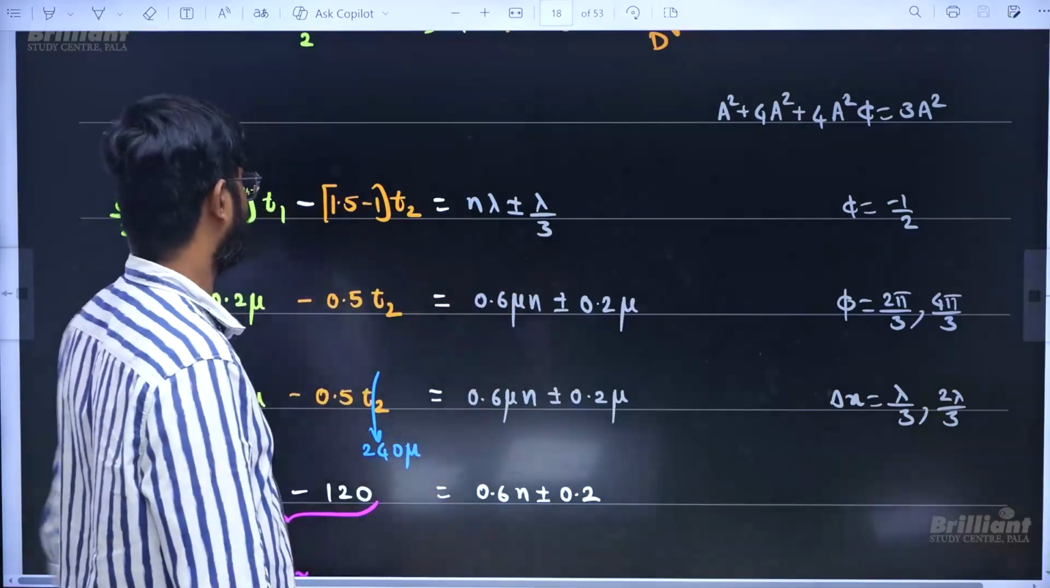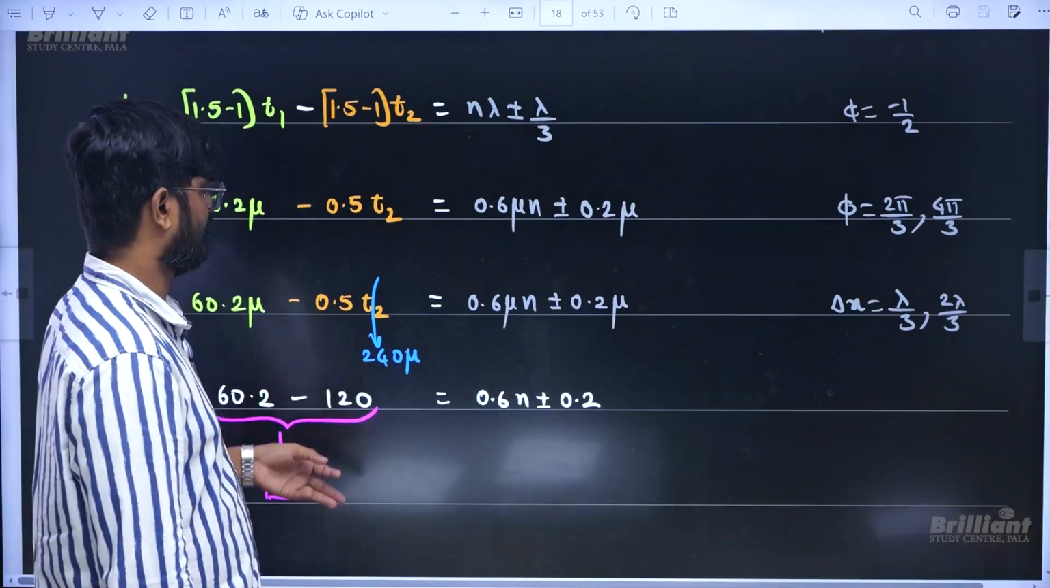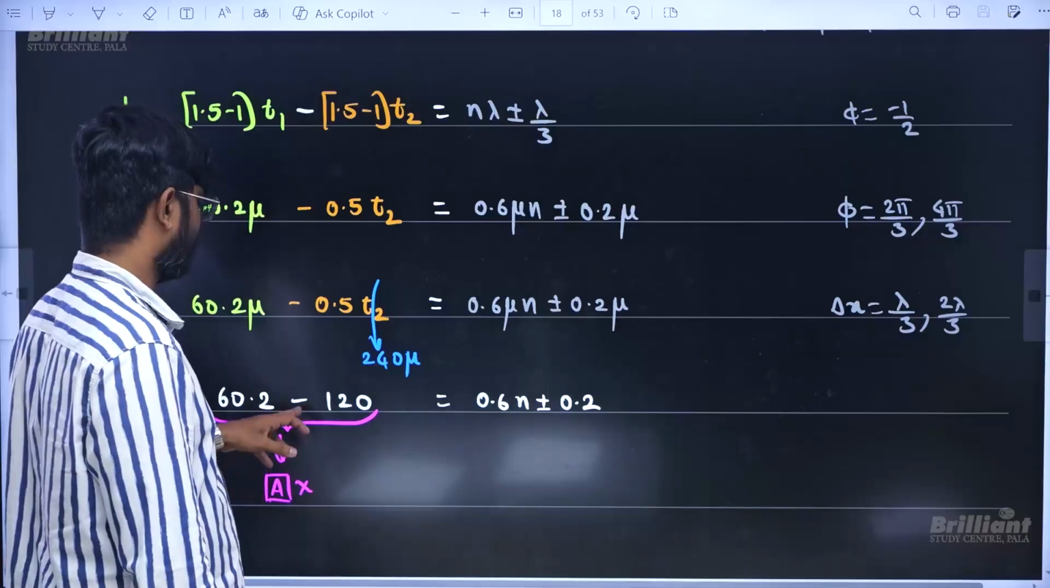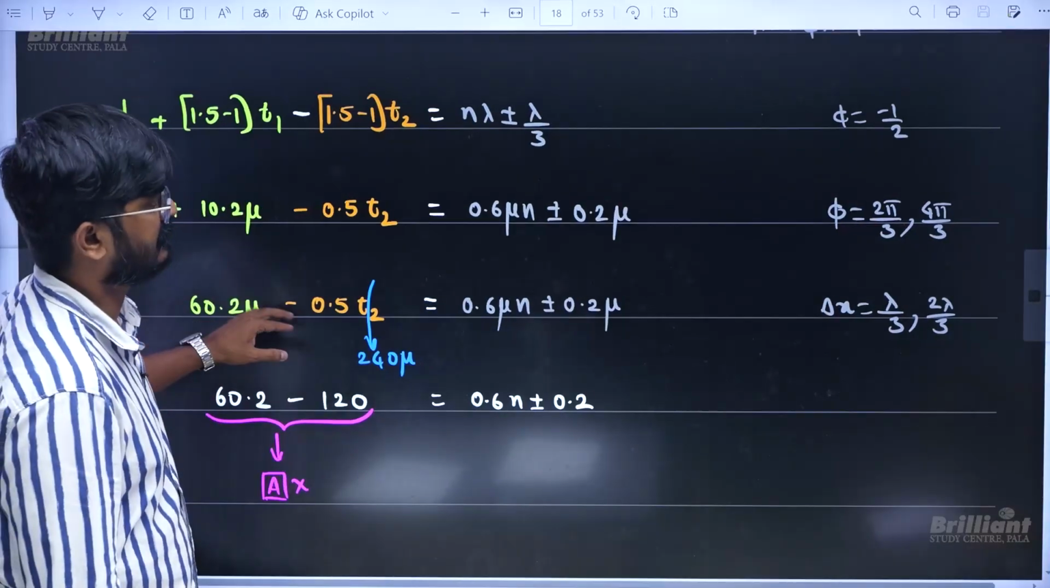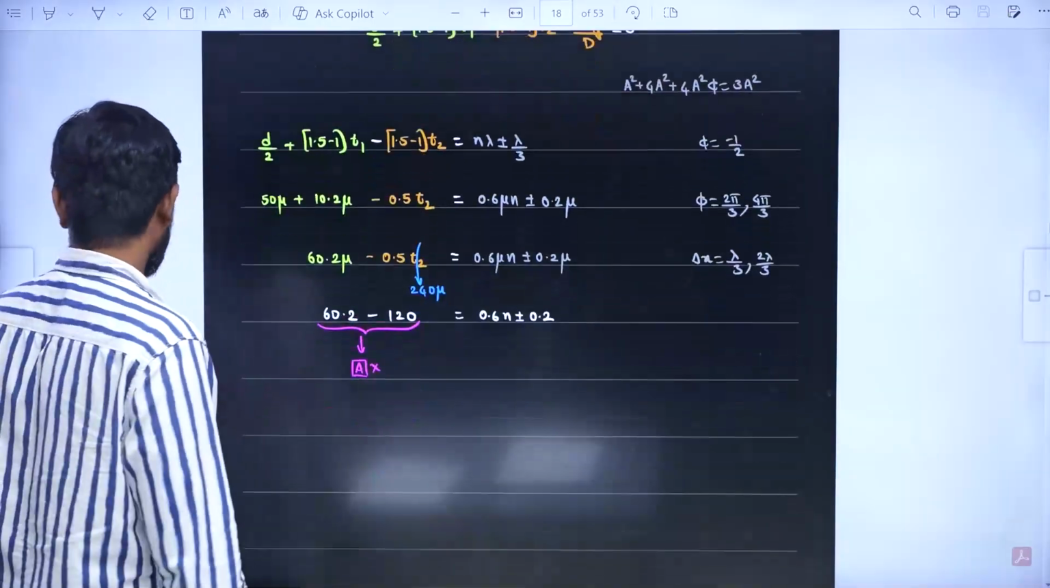Anyway, that does not really matter here, because they were asking whether 240 micro will fit here or not. You know this has to be positive, but if you substitute 240 here, it is going to be a negative quantity. So it does not fit. It does not fit into the condition of central maxima is forming above. So we are going to leave that option.